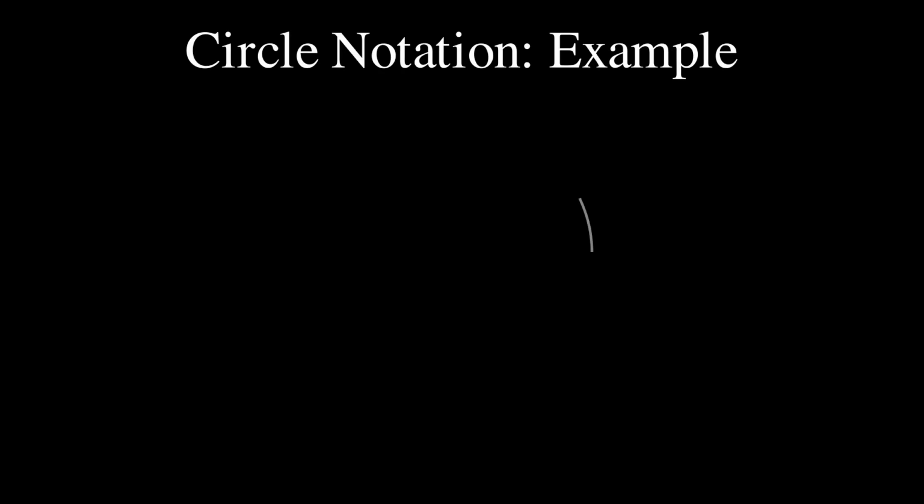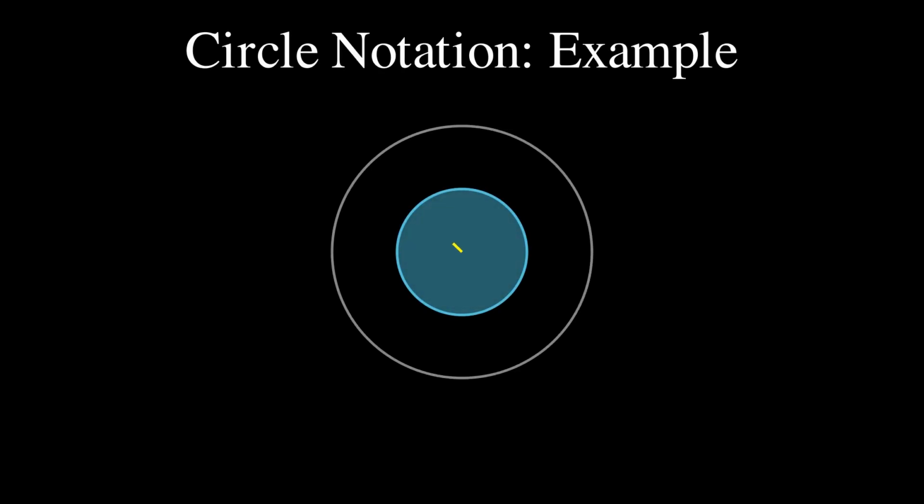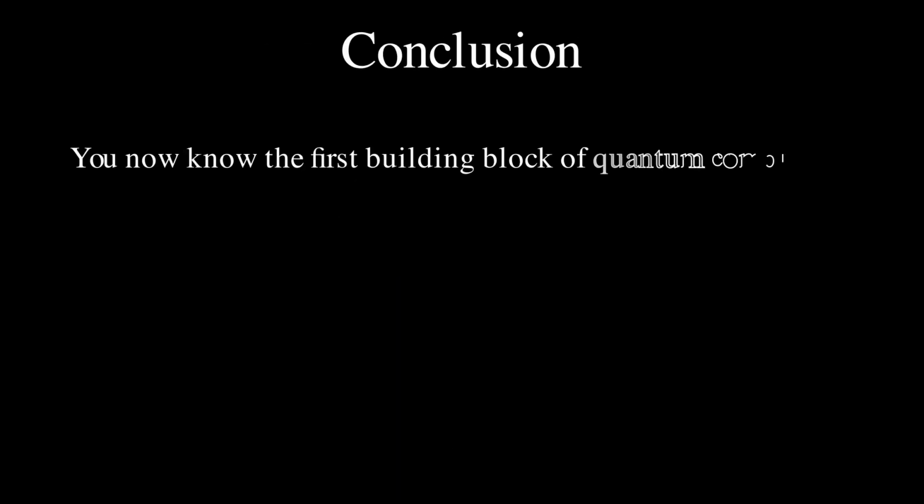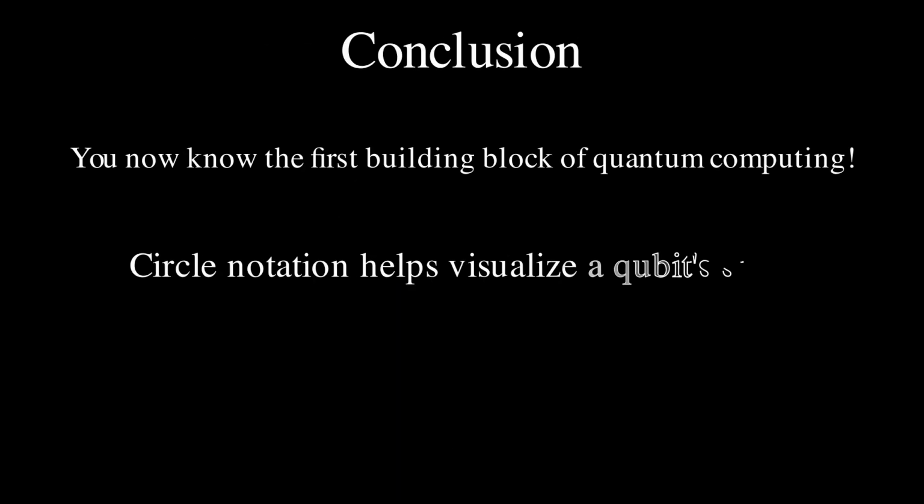Now let's look into a full example of circle notation. We have the inner circle and the angle, and the coefficient is 1 over the square root of 2, and the exponent of e is pi over 4, so the figure is shown applying those aspects. In conclusion, now you know the first building blocks of quantum computing, and we can utilize circle notation as a useful tool to visualize a quantum state.